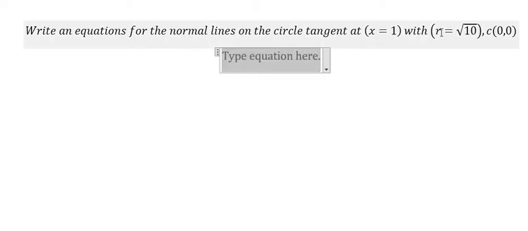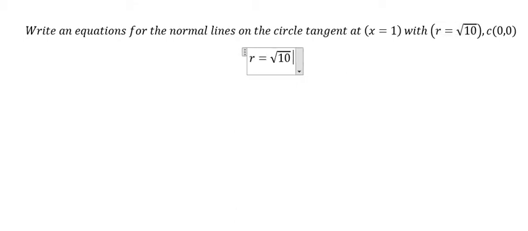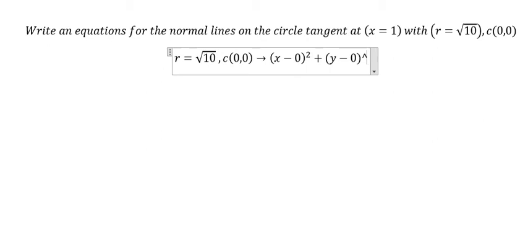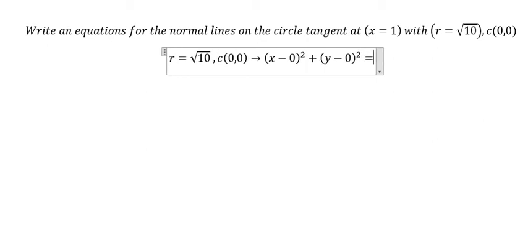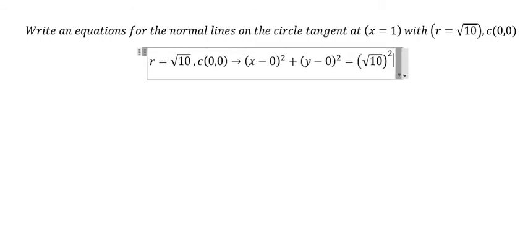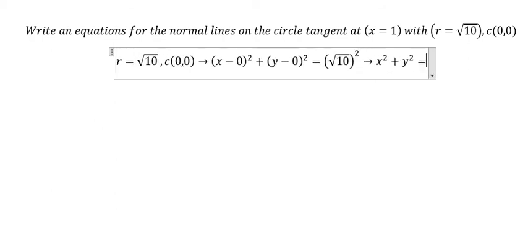First, we have the radius equal to the square root of 10 and the center at (0, 0). So in this situation, we get (x minus 0) to the power of 2 plus (y minus 0) to the power of 2 equals the square root of 10 to the power of 2. If we simplify, we just get x squared plus y squared equals 10.